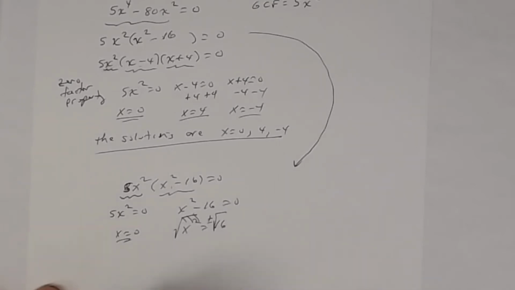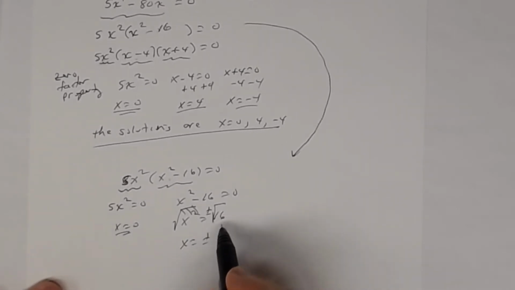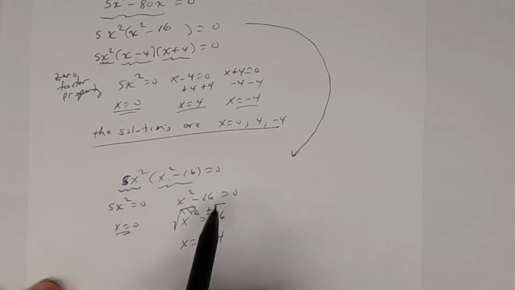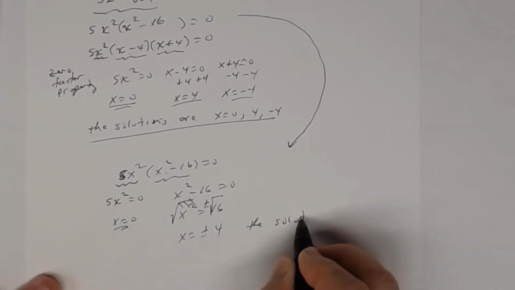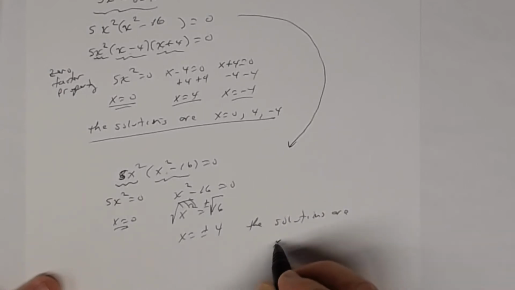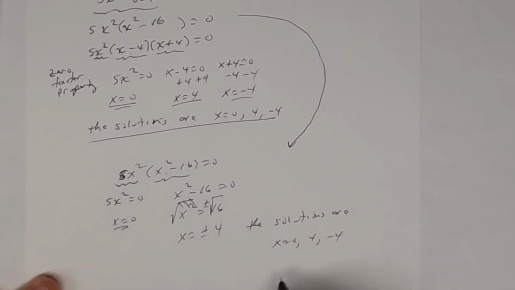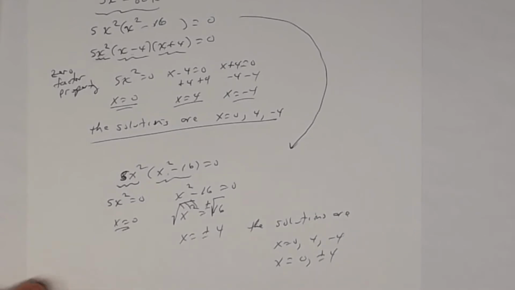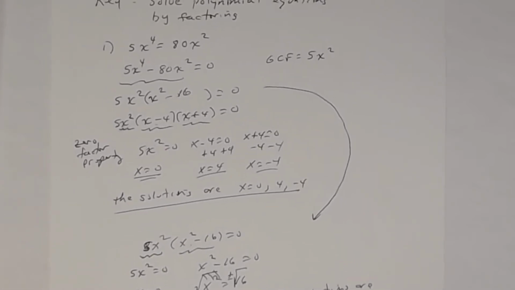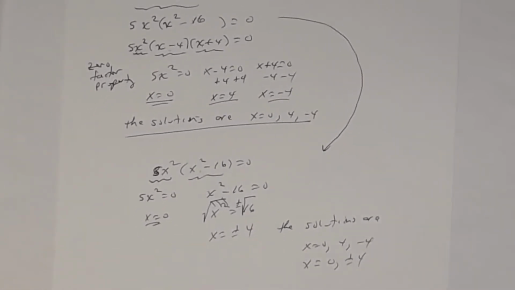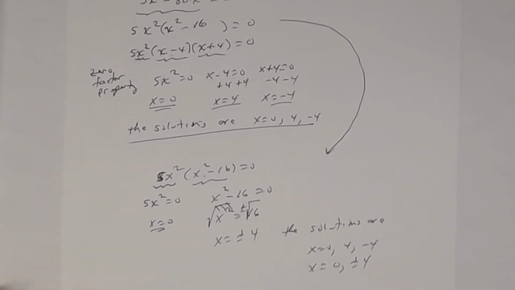So the square and the square root undo each other. So I get x equal plus or minus, and the square root of 16 is 4. And so you see that plus or minus 4, that's this right here. And so you'd say the solutions are x equals 0, 4, and negative 4. If you want to, you can say this as well, x equals 0 plus or minus 4. Does not matter. All right, but you have 3 distinct, 3 unique solutions there. Okay? All right, so that is number 1.